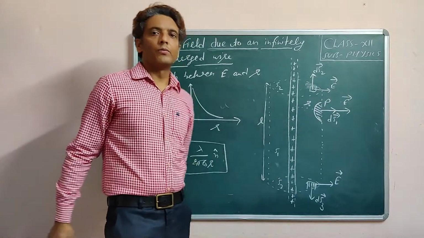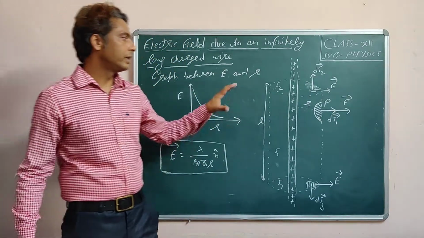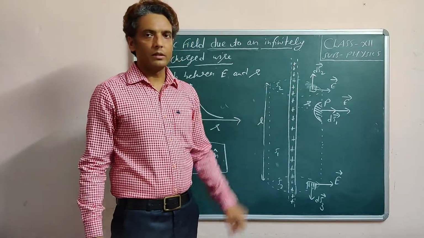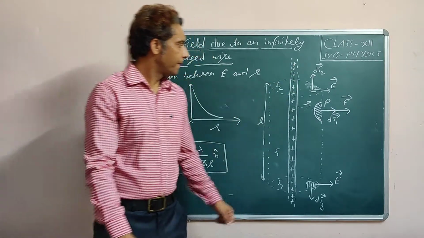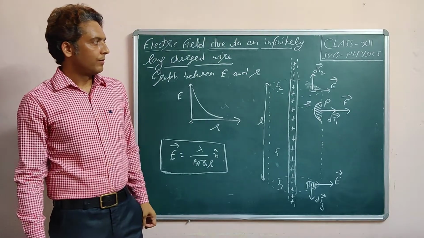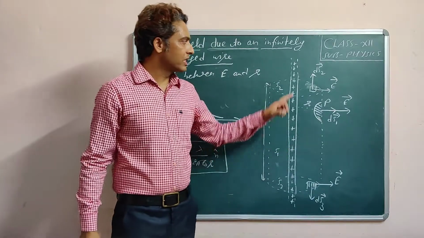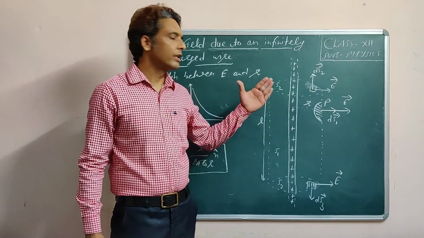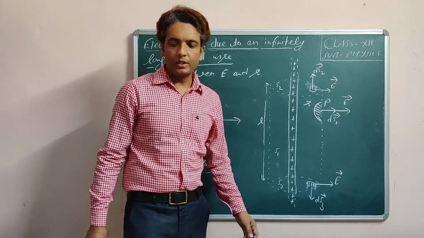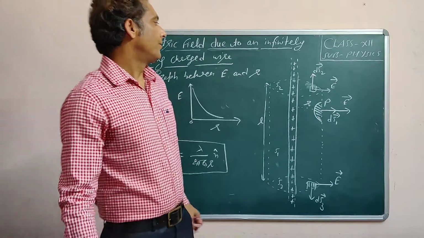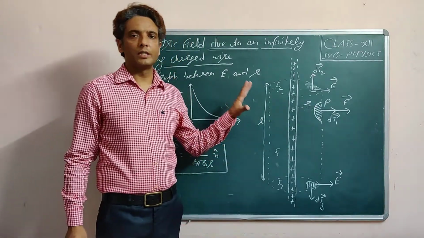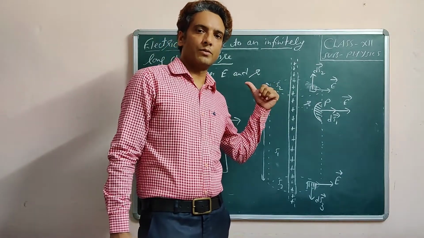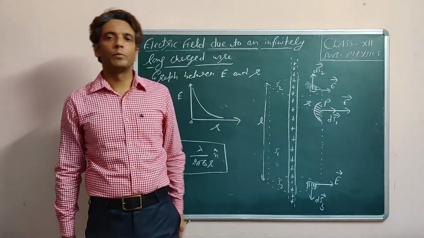If the wire is of finite length, then we have to consider edge effects. But here we do not consider edge effects because this wire is of infinite length. So this is how we find electric field intensity due to infinitely long charged wire using Gauss theorem.